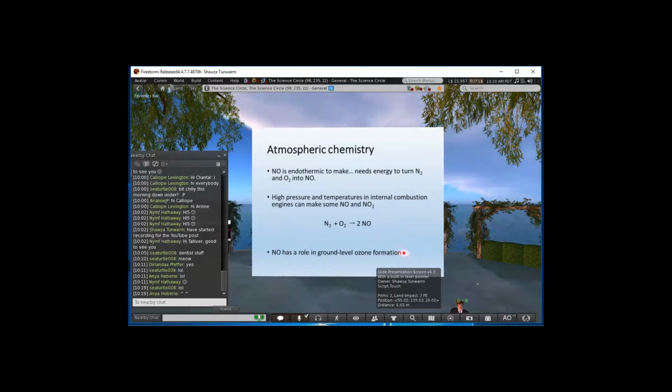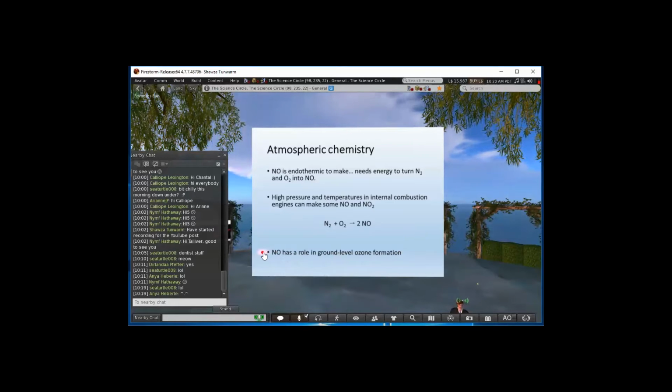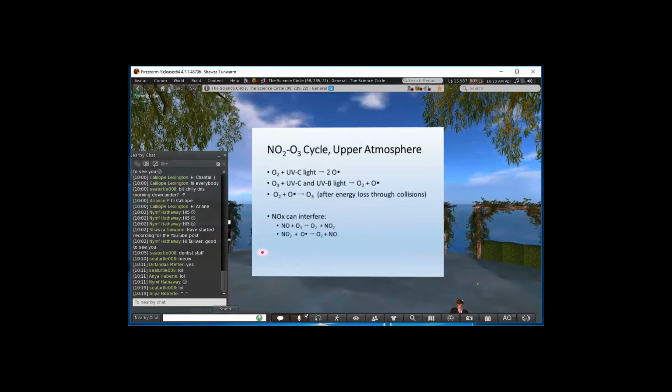NO is really good in the right amount in the right place. It's really bad in large amounts in the wrong place, even in small amounts in the wrong place. So ground level ozone formation is a significant problem for air pollution. Gives very bad quality of air, and my next slide kind of shows why even a little bit of the NO is a problem. Okay, well, I guess I lied to you.